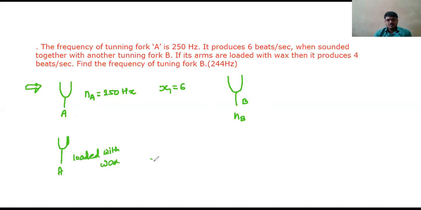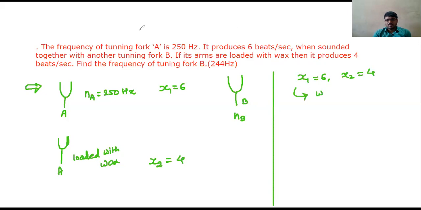Then number of beats are how many? 4. Now see here how to solve this. Just go back to the table, whatever you have drawn or whatever I have given you just before some time. Then you will observe that here x decreases. X1 is equal to 6, x2 is equal to 4. Conclusion is what? Wax, loaded with wax.